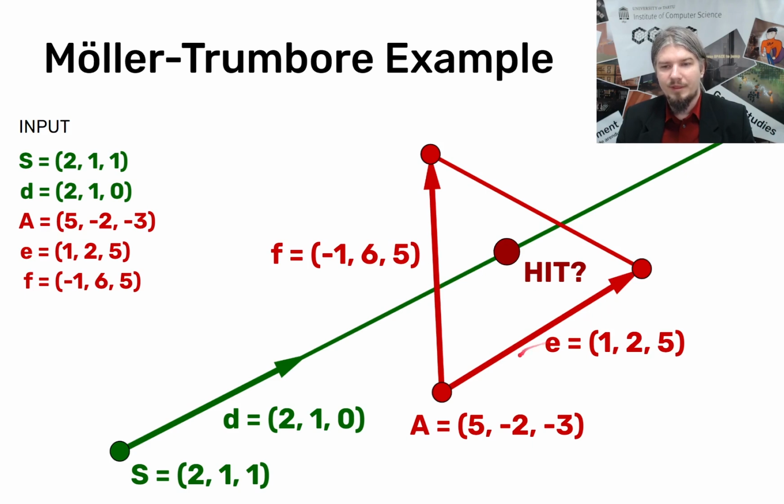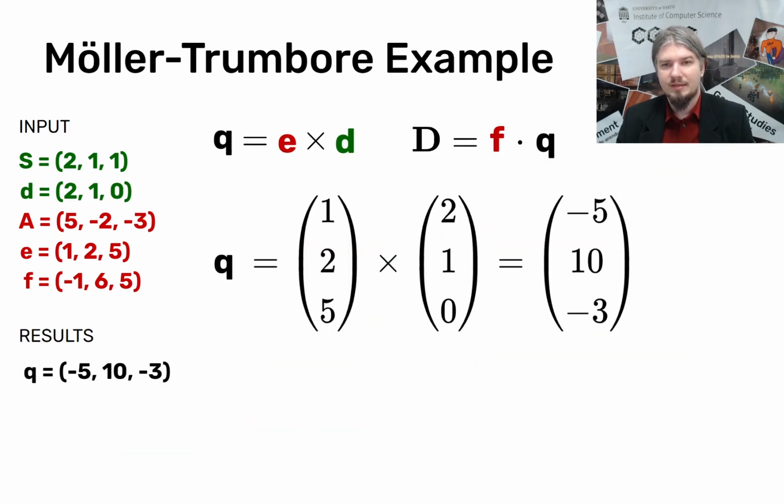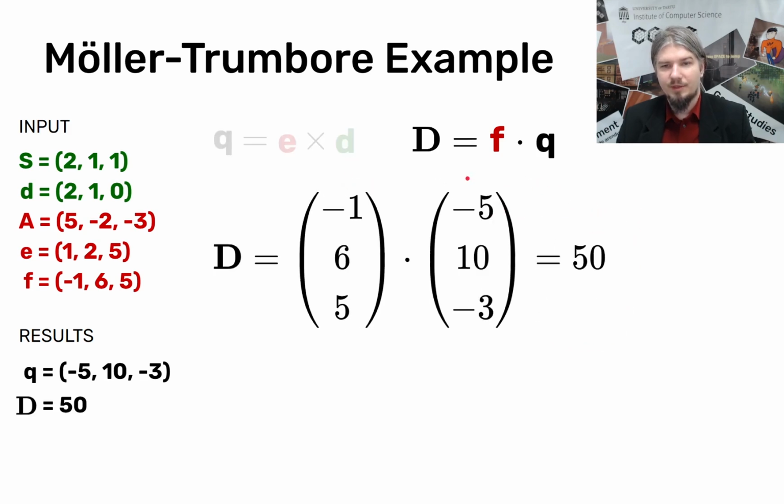Now the first step is to find these vectors E and F. So those will just be vertex B minus A and vertex C minus A. So these will be their coordinates. The first check we discussed was in regards to the system determinant. For that, we need to find Q first. So Q is E cross product D. So we take that cross product and we find Q. And next we can calculate the system determinant by taking F dot product Q. And this is going to give us 50.